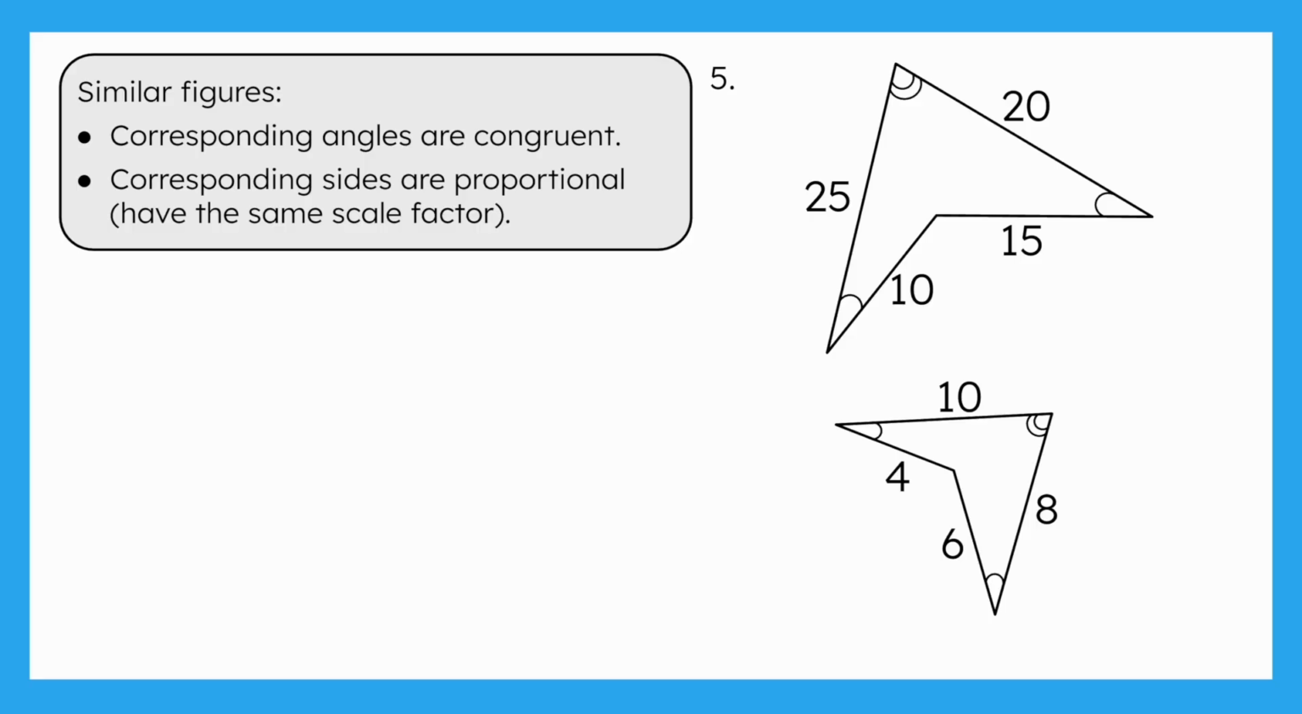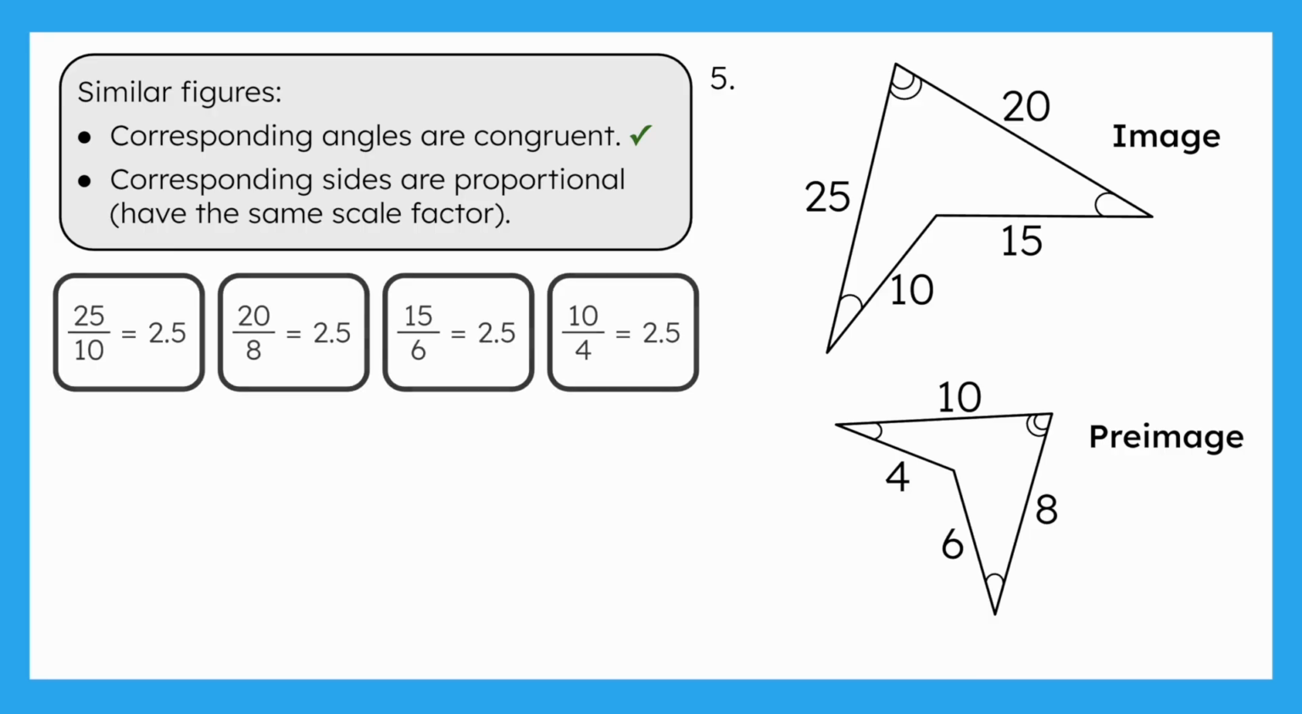All of the corresponding angles in number 5 are congruent. If you made the figure on the top the image, you would have gotten 5/2, or 2.5, as the scale factor for every pair of corresponding sides. If you made the figure on the bottom the image, you would have gotten a scale factor of 2/5, or 0.4. Either way, the scale factor is consistent for every pair of corresponding sides, so these figures are similar.